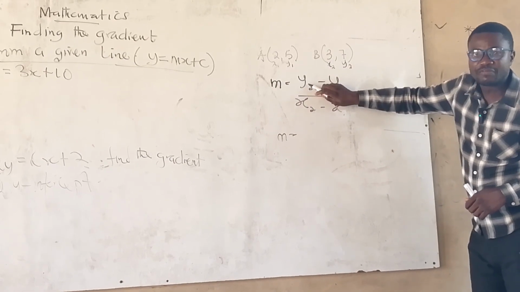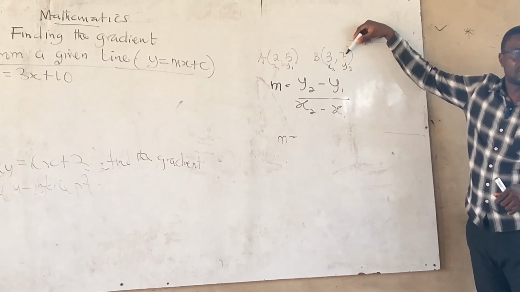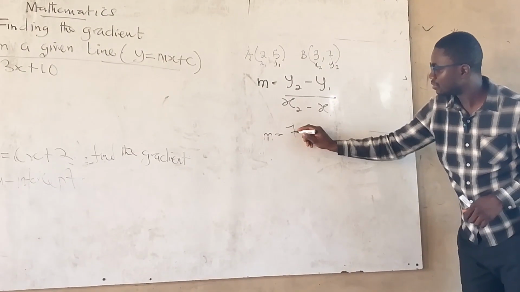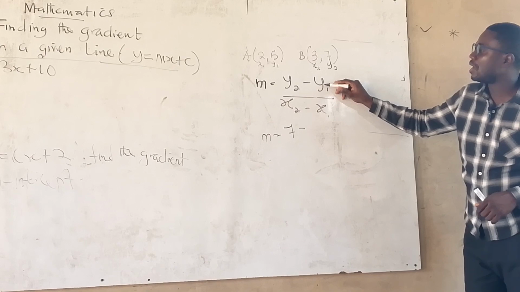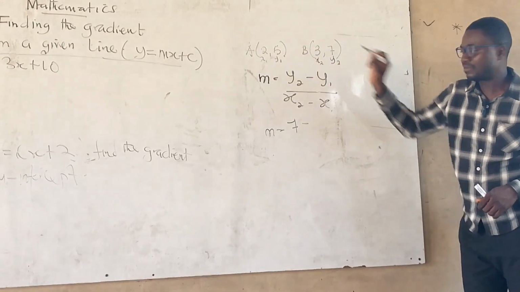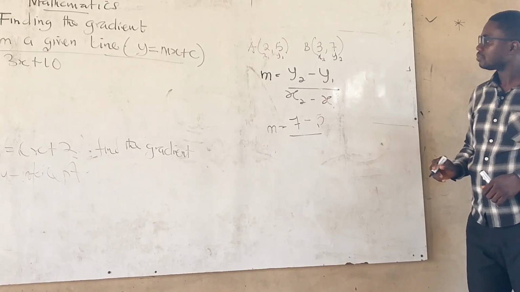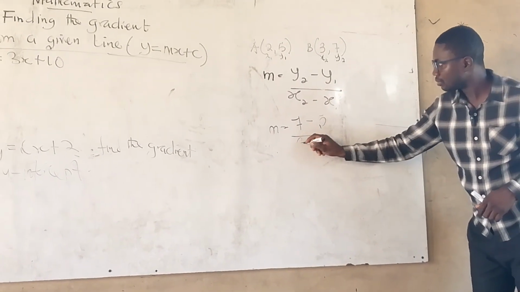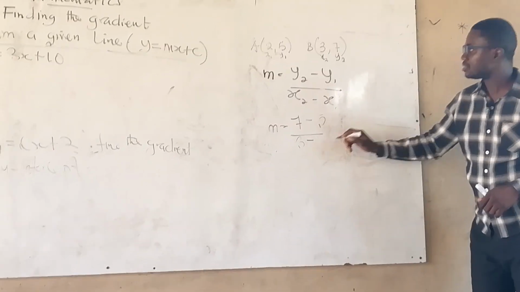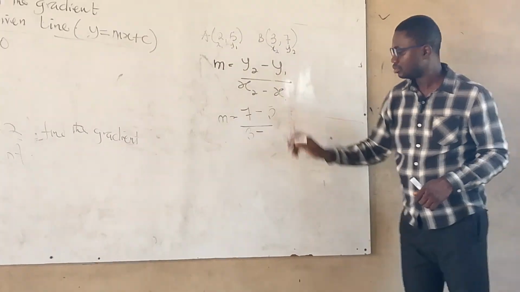Now we are going to look for y2. And where is the y2? Here. This is 7. So you put the 7 there, and then minus y1. What is y1? 5. All over x2. What is x2? 3. Minus x1. What is x1?